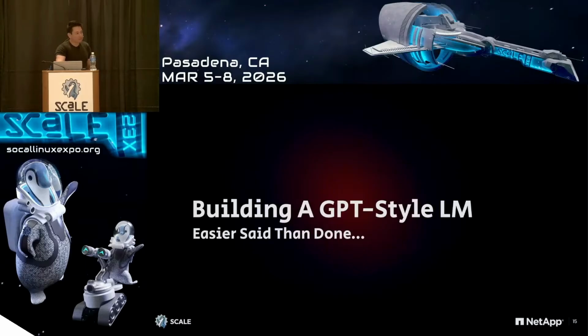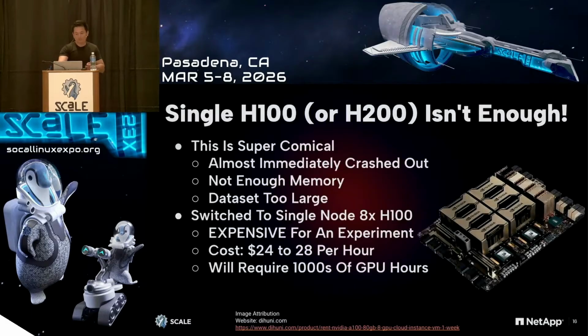So how do you actually go about building one then? It's definitely a lot easier said than done. And if you're trying to build a GPT-style large language model, first, a single H100 is not enough. You will be there forever, or even an H200.